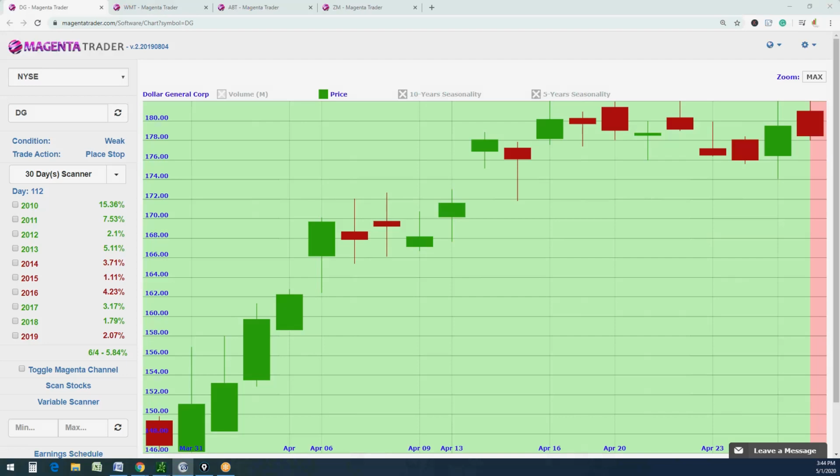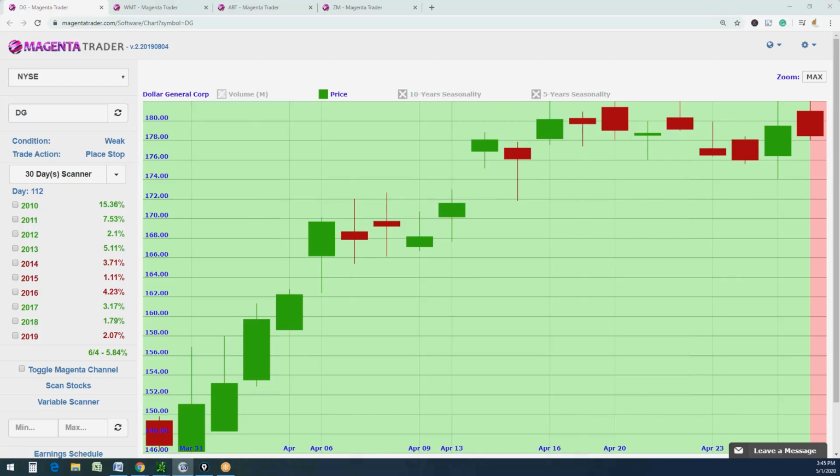What that means is that it takes all the important technical analysis data, and by the way, if you don't know this by now, there are tons of technical analysis data out there. But what Magenta does is it uses an algorithm to analyze the most important technical analysis data out there. Then it puts it in easy to read words so that you know what action you should take each and every day. Take a look at the chart of Dollar General.